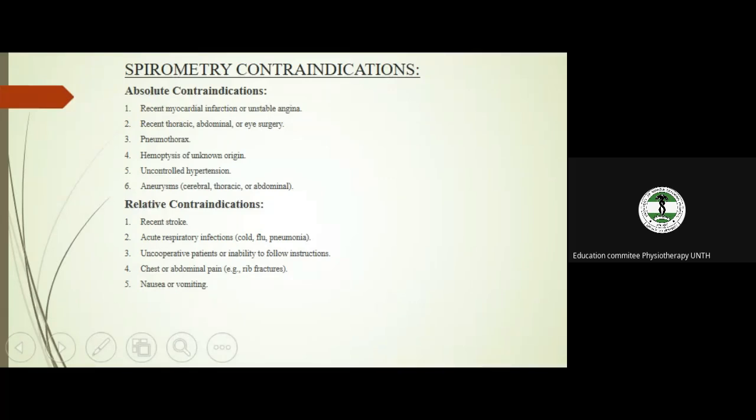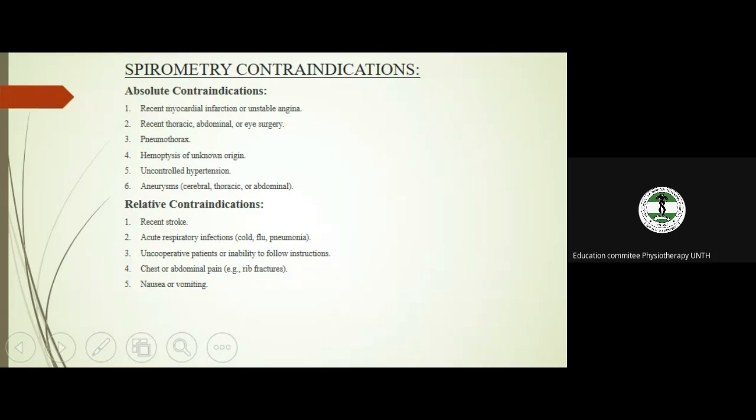Then chest or abdominal pains, for example in rib fracture. When the rib is fractured, you don't do spirometry, or else you collapse the lung. Then nausea or vomiting, you don't do it. Or a patient that has just eaten and the tummy is filled up, you don't do it. You ask all those questions before you do, past and medical history. When we started earlier, when you want to do spirometry, you take past and present medical history. What did you eat this morning? When did you eat? Because if you are doing the spirometry, the patient will vomit the whole food on you while you are conducting the spirometry.